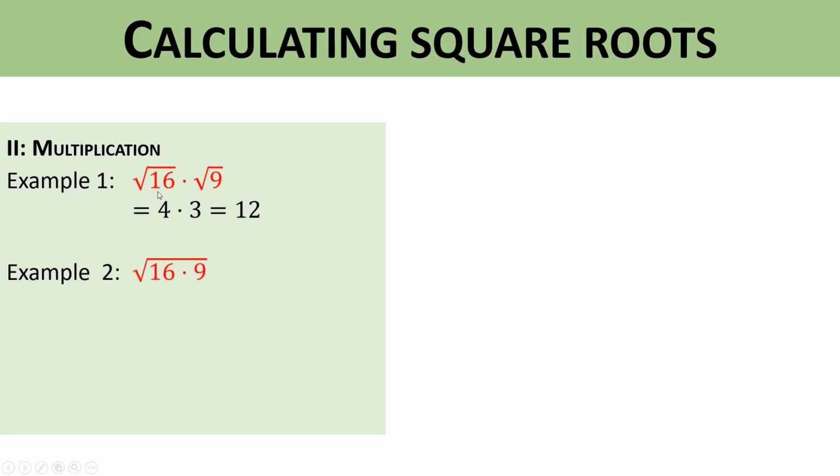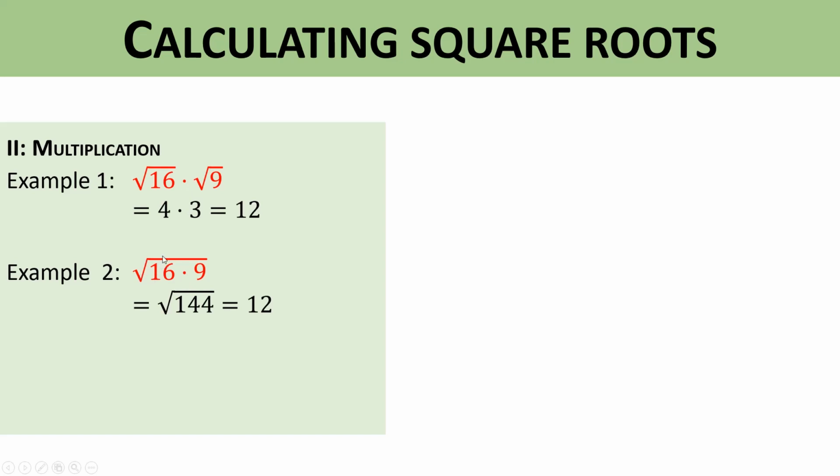Now, what if we take a similar example, but we multiply these two numbers first, and then we take the square root? So what do we get? 16 times 9, that's, well, 16 times 10 is 160, minus 16 is 144. So we are taking the square root of 144. What is that? Well, that is 12 again. And this is not a coincidence. It turns out it doesn't matter if you take the square roots first of two numbers and then multiply them, or multiply them first and then take the square root.